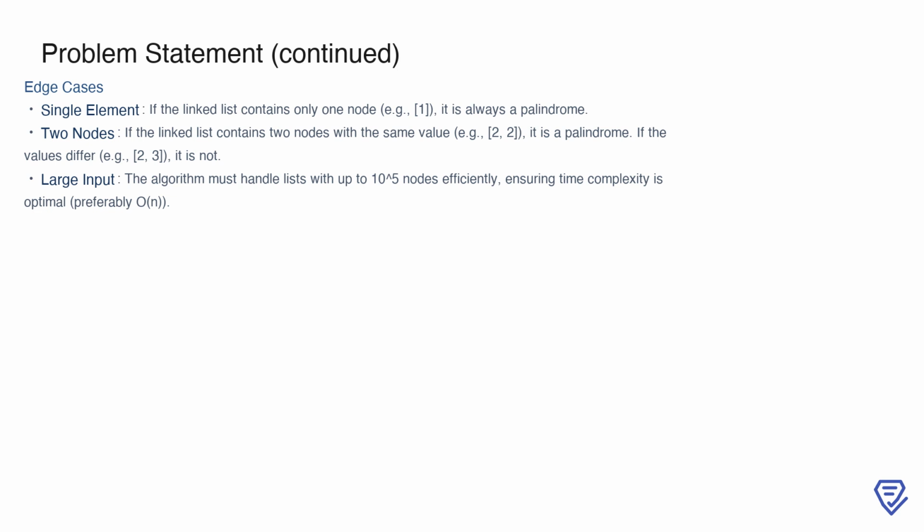For two nodes, if the values are identical, such as 2, 2, the list is a palindrome. But if the values differ, like 2, 3, it's not. Finally, for large inputs, where the number of nodes can go up to 100,000, the solution must be efficient. This means the algorithm should ideally have a time complexity of O(n) to handle such cases within reasonable time limits. Ensuring your solution is optimized for these scenarios will be key to solving this problem effectively.